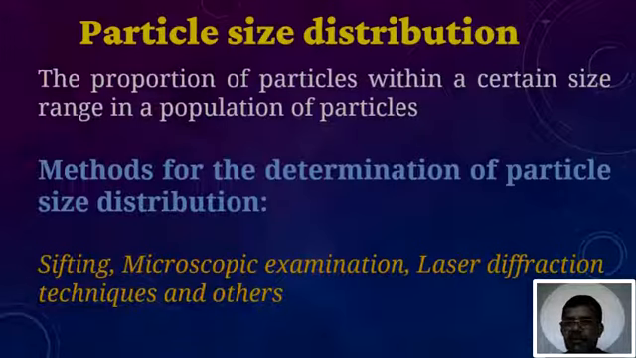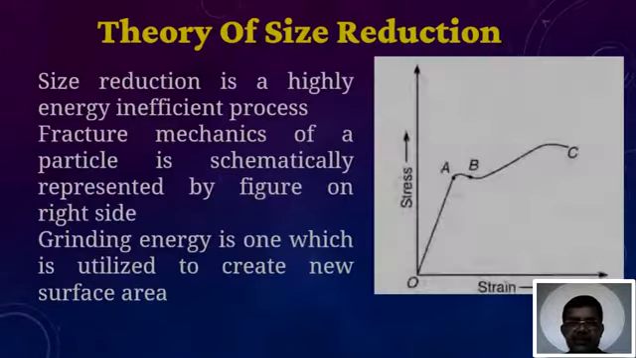Now we will see the theory behind size reduction. When energy is applied in the form of stress on the material, it breaks into two or more pieces, resulting in generation of new surface area. Energy is used to break or overcome the intramolecular forces of the solid particles, so that they are broken into pieces and new area is created. The remaining amount of energy is dissipated in the form of heat energy. Normally, size reduction is a highly energy inefficient process.